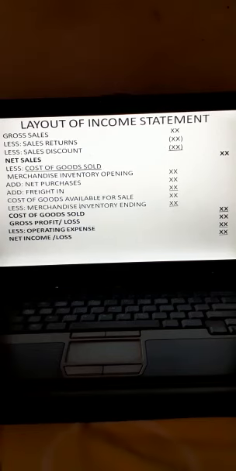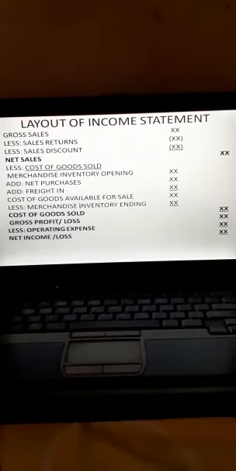And later on we will deduct all the operating expenses which are available, so we will get net income or loss. And I have already made you clear that if operating expenses are greater than gross profit, so you will get loss, and if gross profit is greater than operating expenses, so we'll enjoy net income. That was all about a format or a layout of an income statement.